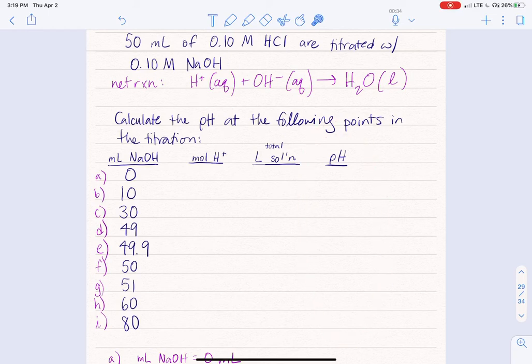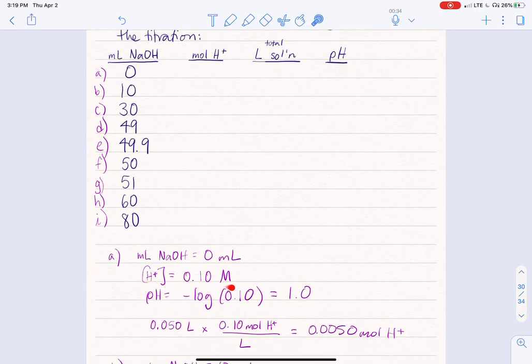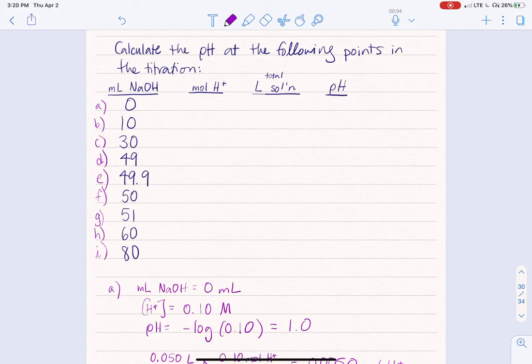So before we add any sodium hydroxide, we're really just dealing with a strong acid problem. I have 0.1 molar hydrochloric acid, and if I have 0.1 molar hydrochloric acid, that's equivalent to saying that I have 0.1 molar protons. So the pH is just obtained by taking the negative log of that concentration. So before the titration starts, I have a pH of 1. And that should make sense because I have a strong acid.